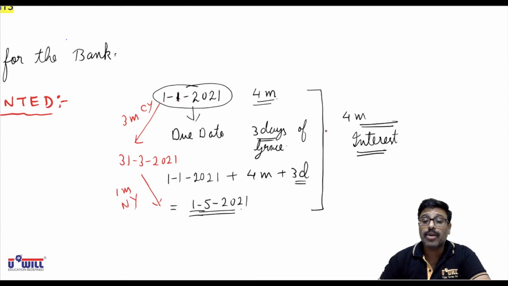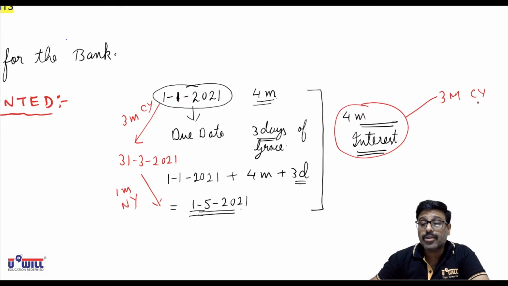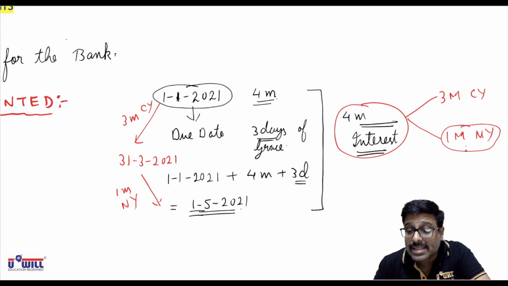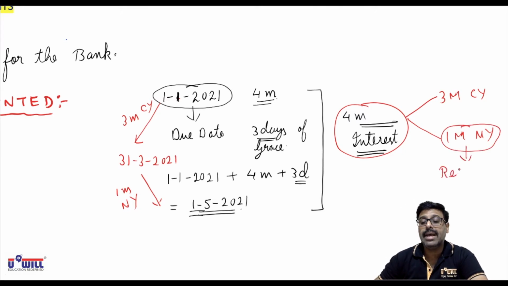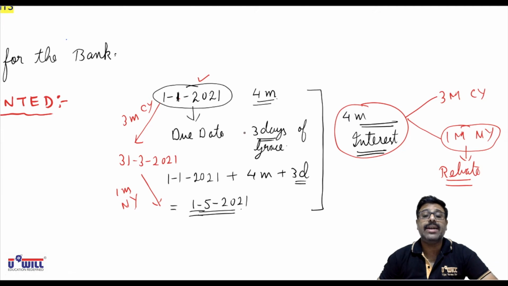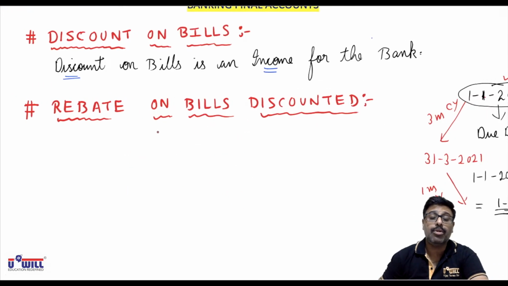So out of 4 months, can I say 3 months interest is of the current year and 1 month interest is of the next year. This 1 month interest of the next year is called rebate on bills discounted. So yes, if the maturity date also belongs in the current year, suppose on 1st January you draw a bill of 2 months only, then it will mature on 1st March, and you can say the entire income is of the current year. Then that does not include any amount of rebate.